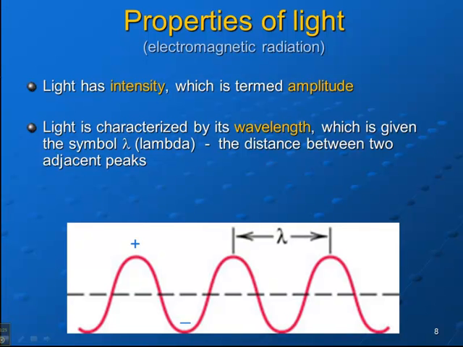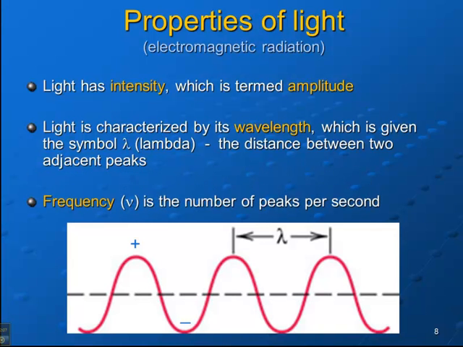So the properties that I want you to be familiar with: it is electromagnetic radiation, and it has intensity, which we term amplitude. So that's how large that wave is, the amplitude of that wave. Now we characterize it by wavelength, and we always give that the symbol lambda. That's a Greek letter, and you have to be able to write a lambda because lambda always means wavelength. That's true whether you're talking in chemistry or physics. It's a symbol that almost always comes to mean wavelength. And it is the distance between two adjacent peaks. So if I could freeze a light wave, I could measure peak to peak, and that would be the wavelength.